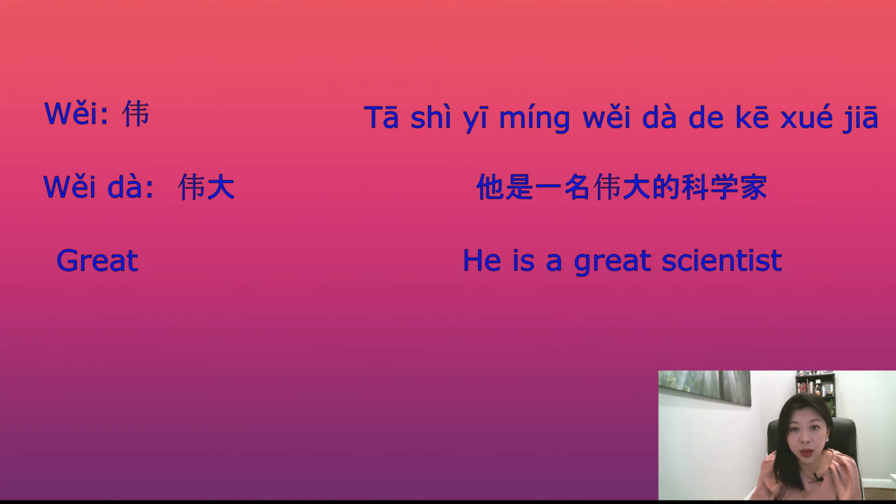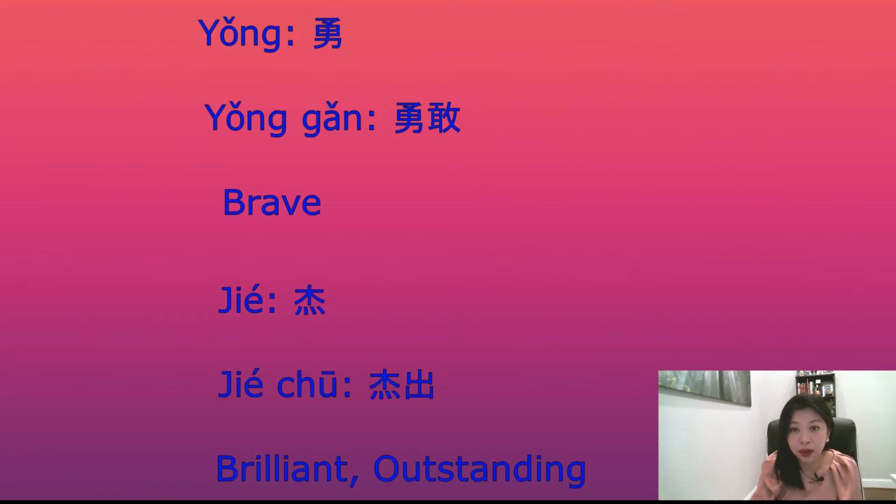伟 means 伟大, it means great. For example, he's a great scientist. 他是一名伟大的科学家。伟。勇 means 勇敢, it means brave. 杰 means 杰出, it means brilliant, outstanding.